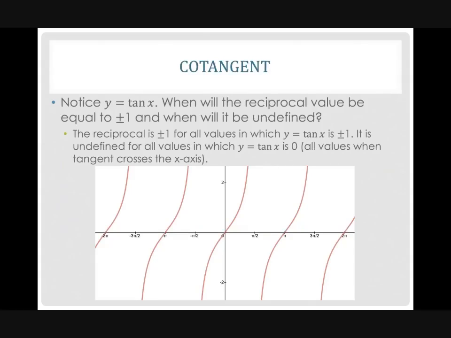Cotangent. Notice y is equal to tangent of x. When will the reciprocal value be equal to plus or minus 1, and when will it be undefined? The reciprocal is plus or minus 1 for all values in which tangent of x is plus or minus 1, and it is undefined for all values in which y is equal to tangent of x is 0.